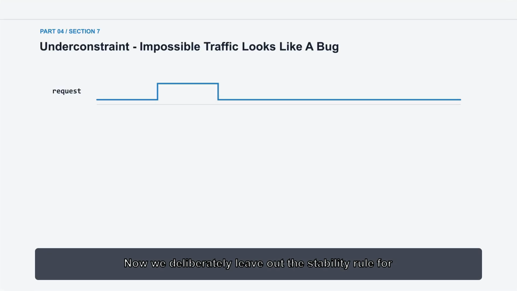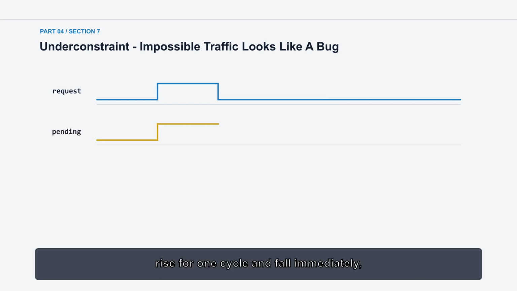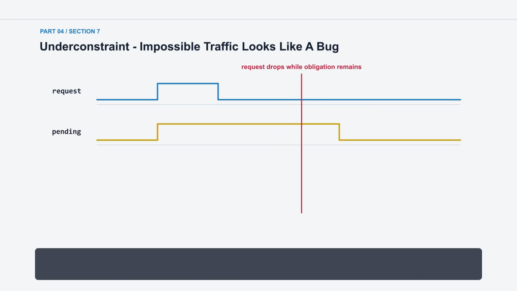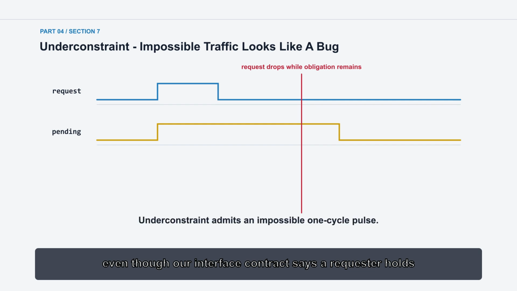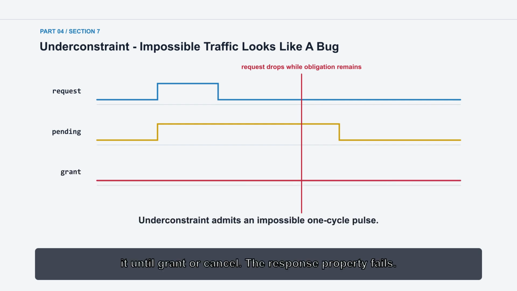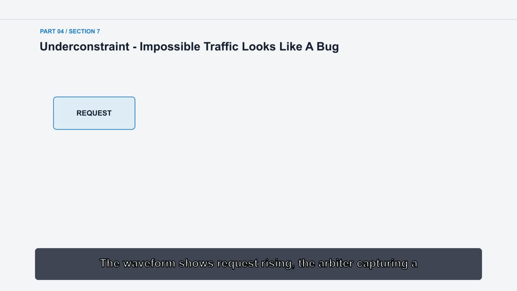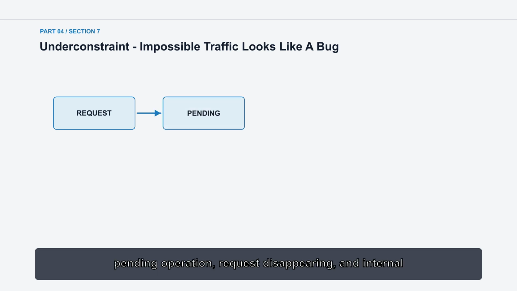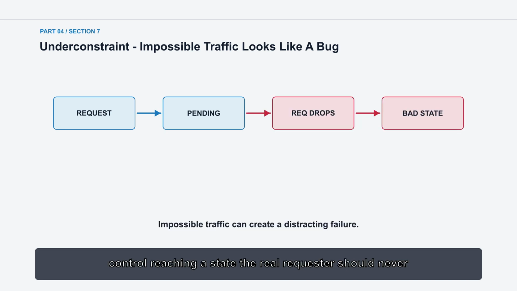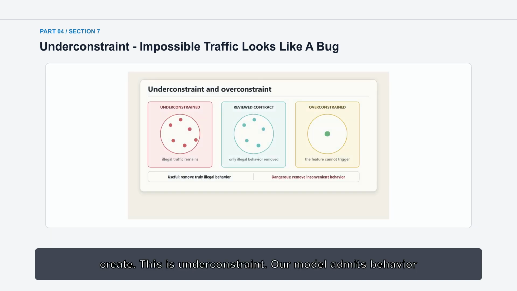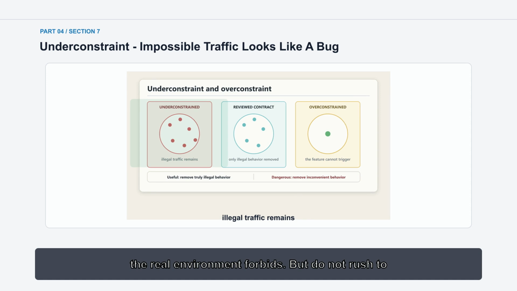Now we deliberately leave out the stability rule for the request signal. The formal input is free to rise for one cycle and fall immediately, even though our interface contract says a requester holds it until grant or cancel. The response property fails. The waveform shows request rising, the arbiter capturing a pending operation, request disappearing, and internal control reaching a state the real requester should never create. This is under constraint. Our model admits behavior the real environment forbids.